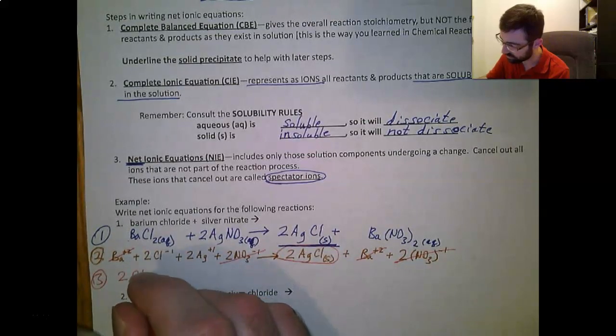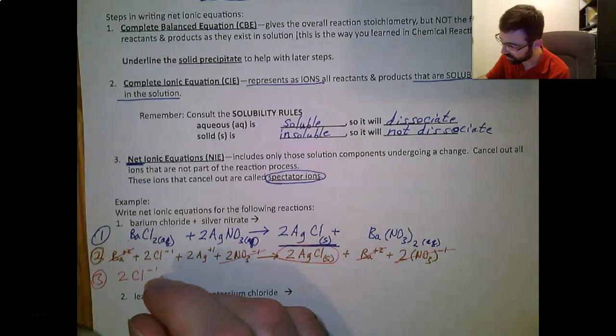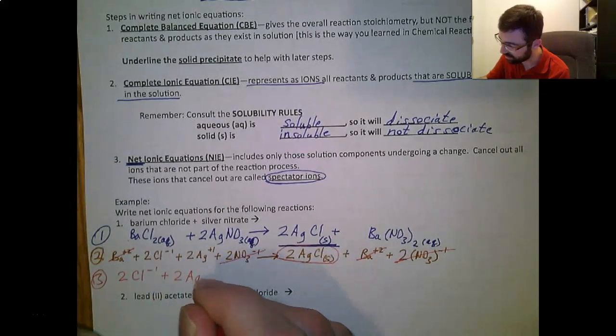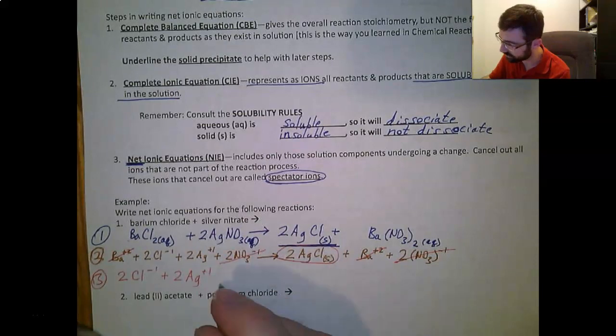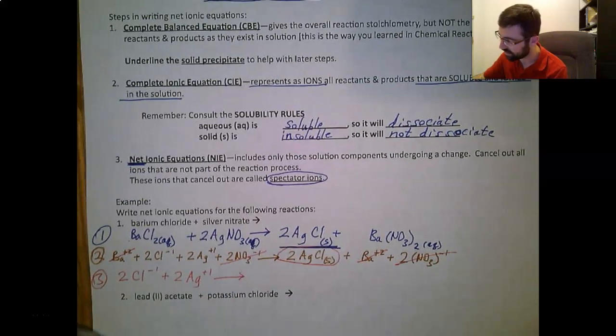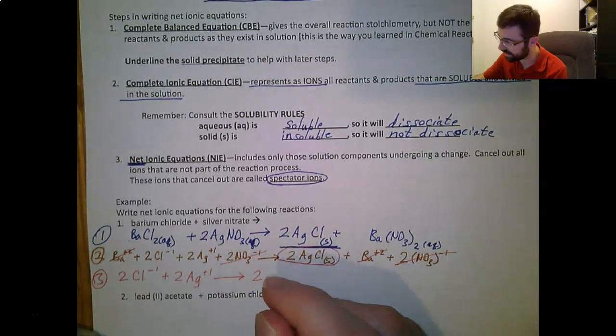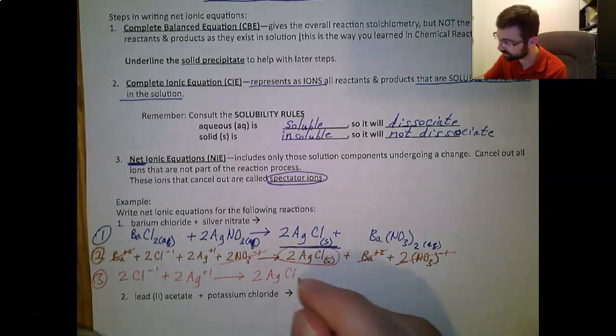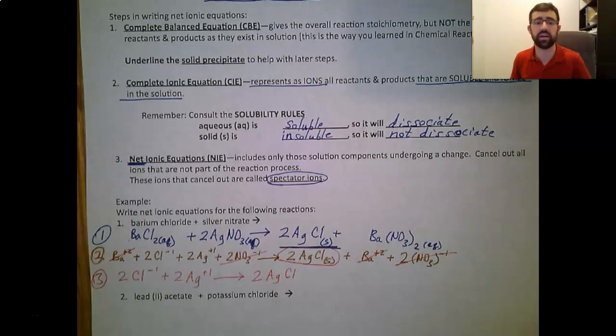2Cl minus plus 2Ag plus 1, and then we have 2AgCl. That's our net ionic equation. Net ionic equation is just the facts. It's just a straightforward story. We're going to leave out all the spectators that don't really get involved.